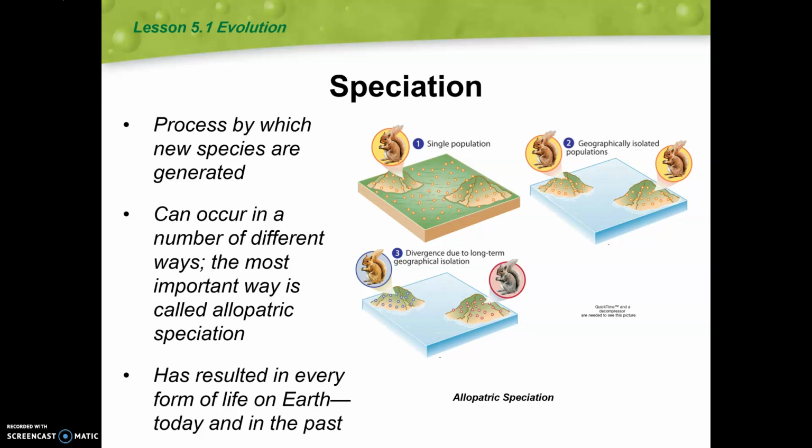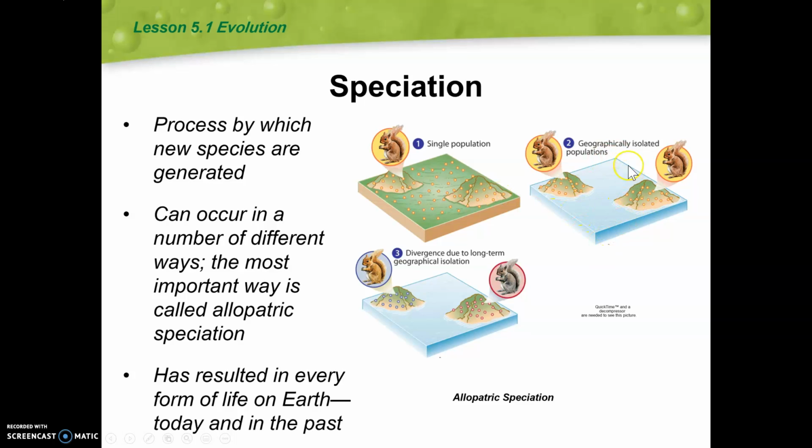But the last thing I want to talk about today is speciation. It's a process by which new species are generated. There are many different ways that this can happen, but we're going to talk about one way called allopatric speciation. Here are the steps of how allopatric speciation works. First we have a single population, and then we see that this single population is geographically isolated from the other side. So we had two little mountains here.